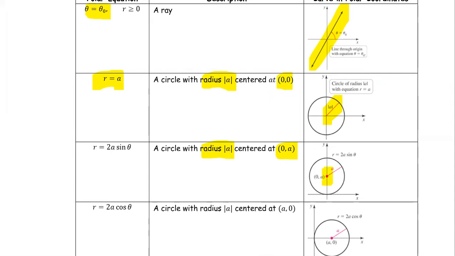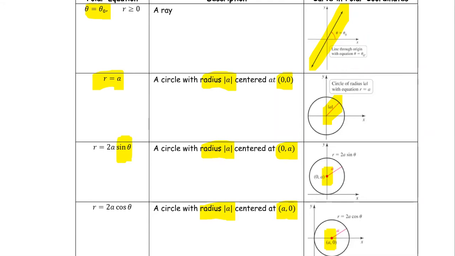Another case, r equals 2a times cosine theta. We're going to get a circle with the radius absolute value of a and the center at (a, 0). The circle with the center at (a, 0) is the point on the x-axis. Note that for r equals 2a times sine theta, the center (0, a) is along the y-axis.